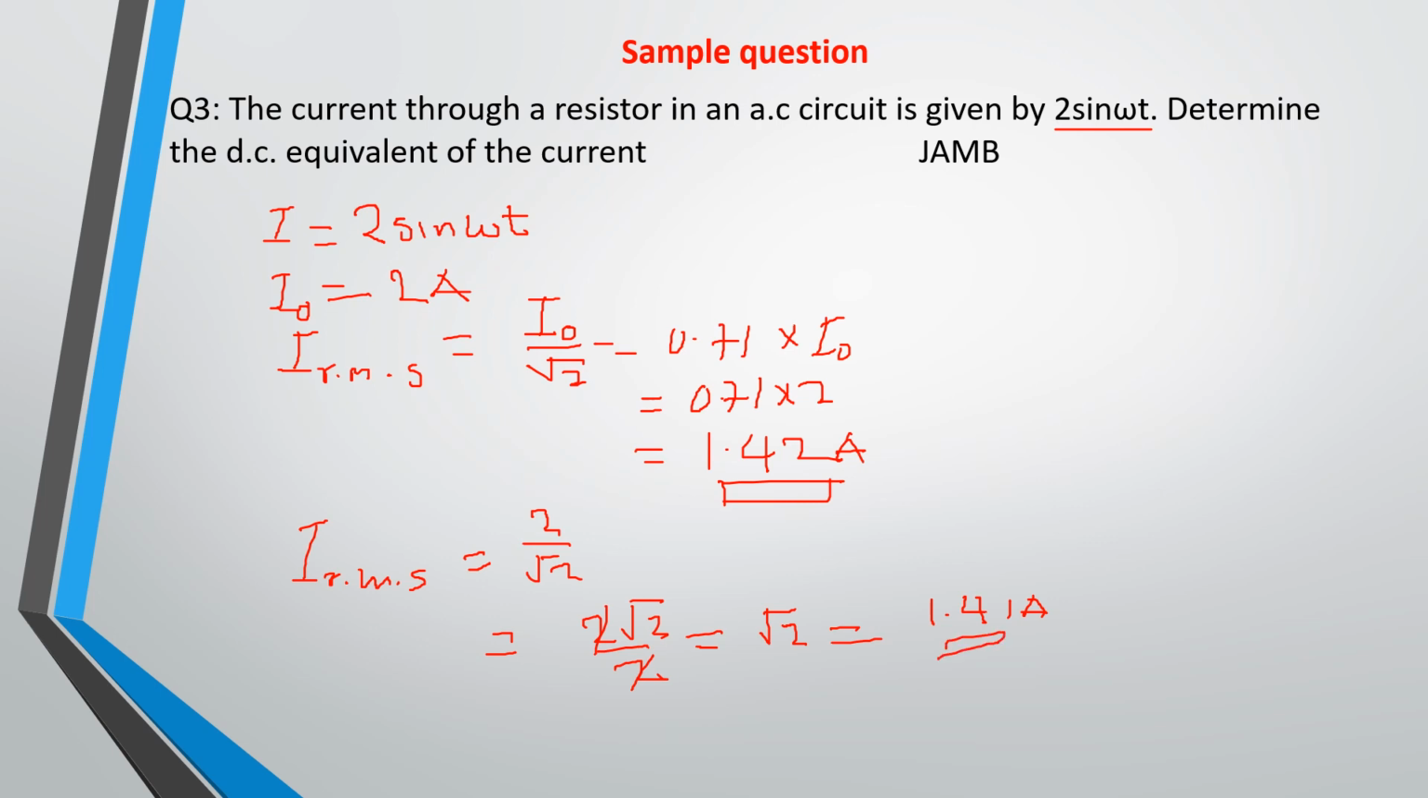So if you look at the values, they are almost the same. This 1.4 and this 1.4. So you can use any of these methods to solve it. You have the same answer. Alright guys, so I think this is clear and understood, and I hope you are following.